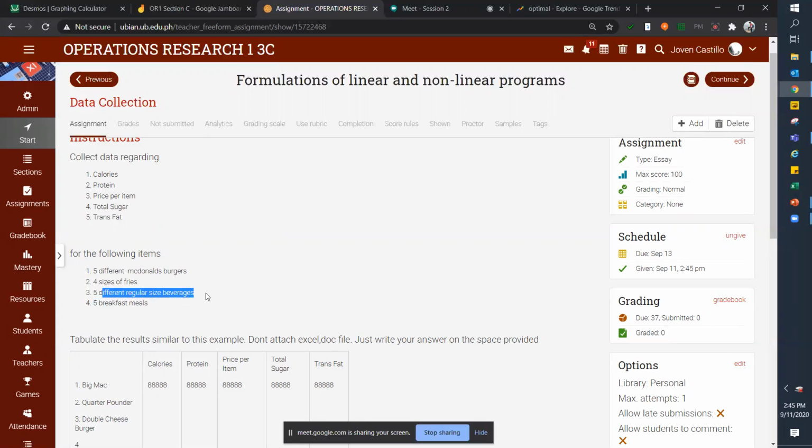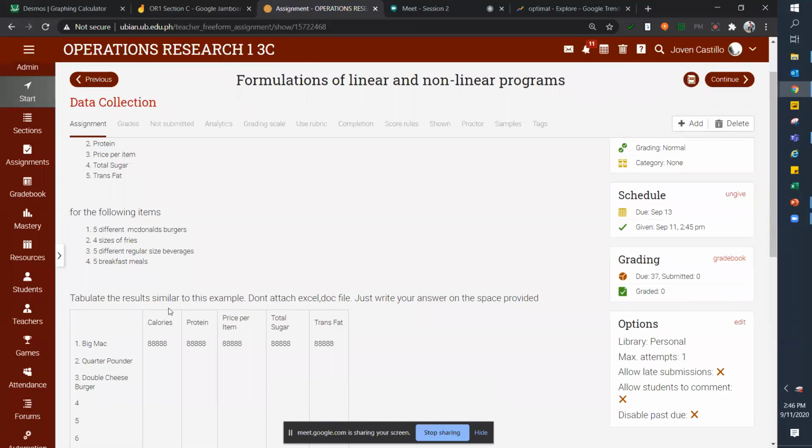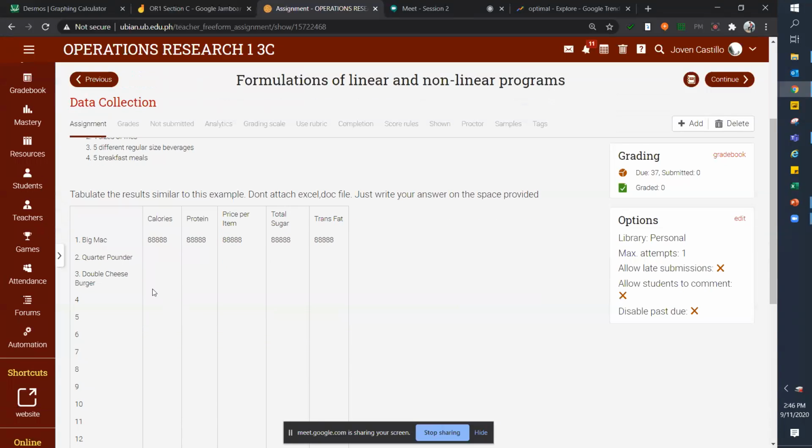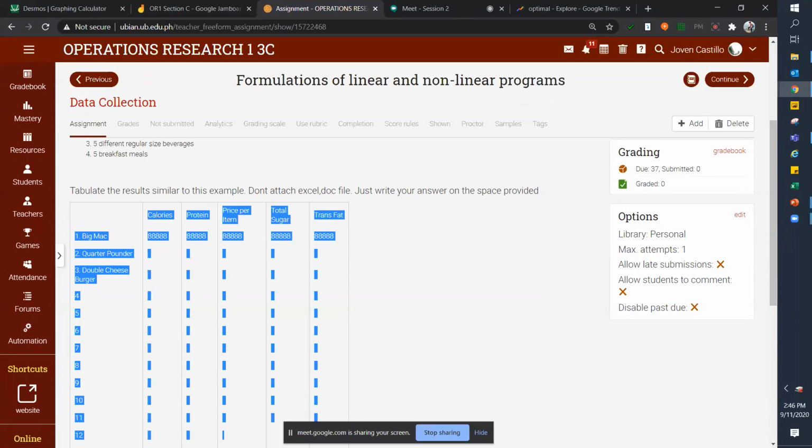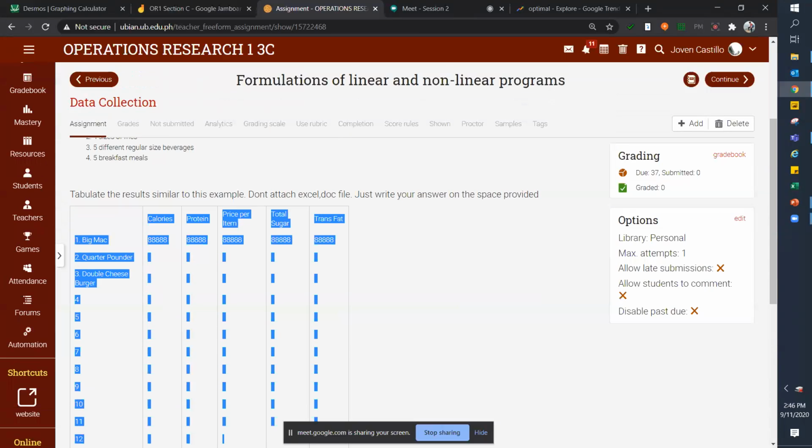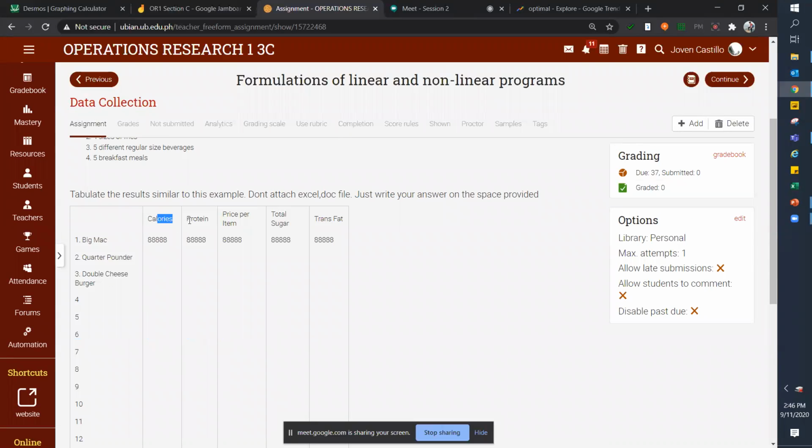So you have to look for the data na mga yan. Then also, 5 different regular size beverages. Regular size lang po. For example, Coke, Float, coffee that is included in the beverages. Okay? Then 5 different breakfast meals. For example, yung mga tocino, kung meron man, and the likes. What you have to do is to tabulate it like this one. Ilalagay nyo lang yung calories content, protein, price, total sugar, trans fat. Let me just give you a sample.